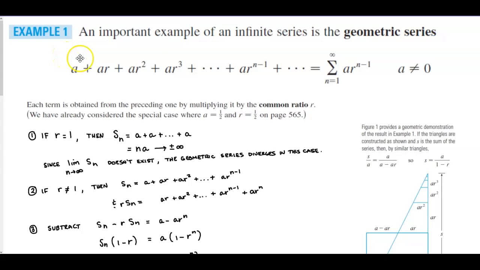In example number 1, an important example of an infinite series is the geometric series. We would have a plus a times r plus a times r squared plus a times r cubed plus the nth term, which is a times r to the n minus 1, plus as we continue. So therefore, we would have the summation of n equals 1 to infinity of a times r to the n minus 1, where a does not equal 0.